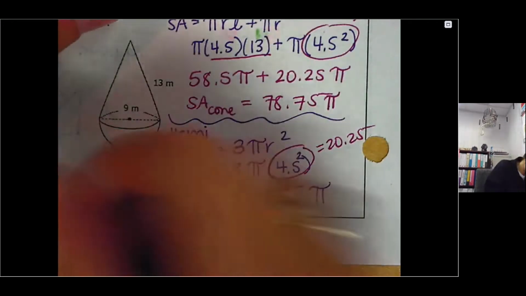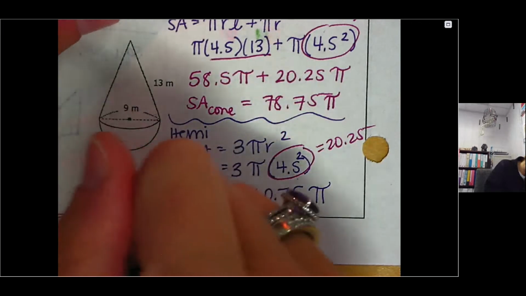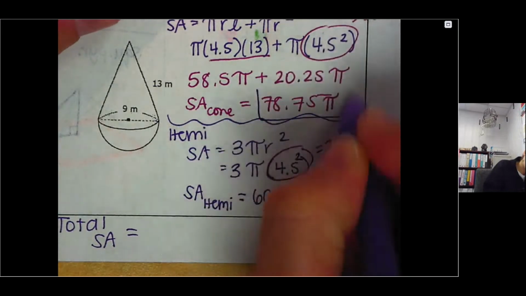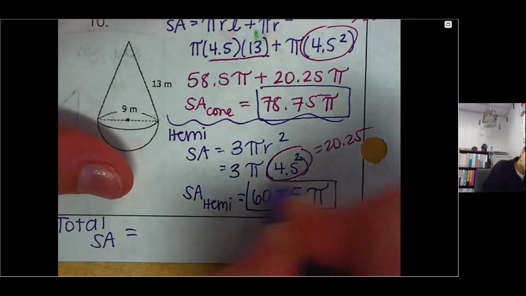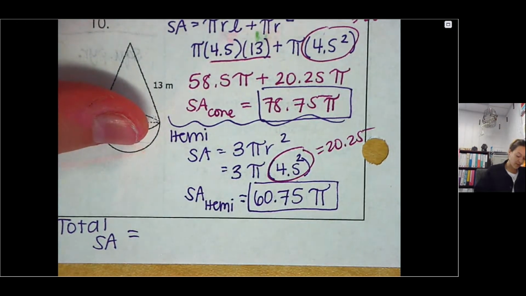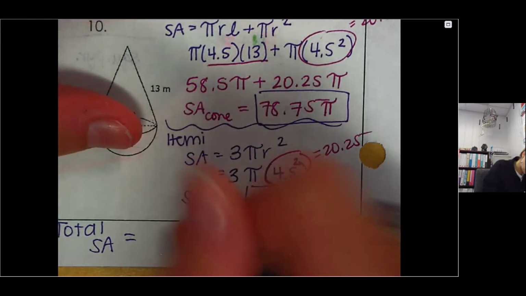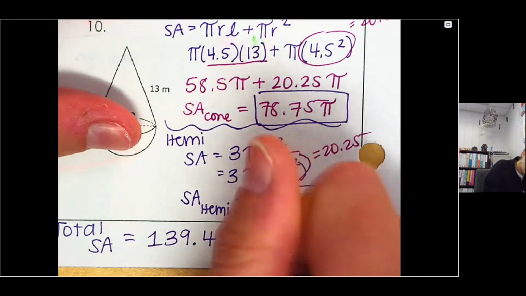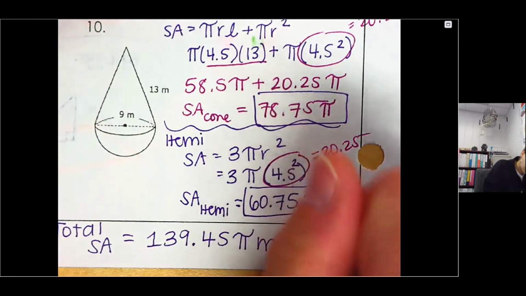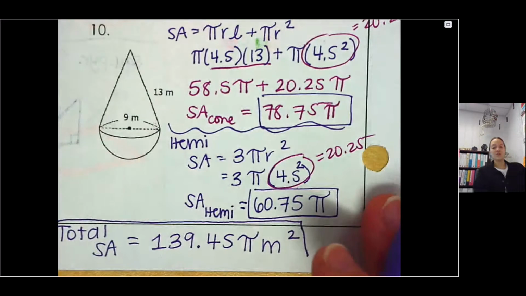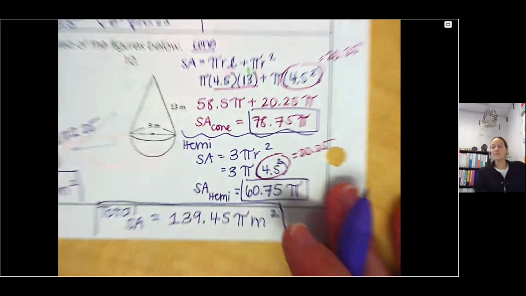So I've got the surface area of the cone and the surface area of the hemisphere. Now to get the total surface area, I need to add together my cone plus my hemisphere. And I'm going to leave it in terms of pi. So I'm literally just going to add the numbers together. And the total surface area is 139.5 pi meters squared. And if you wanted to multiply to get the rounded answer, you could do that as well. Okay, so we are finished.